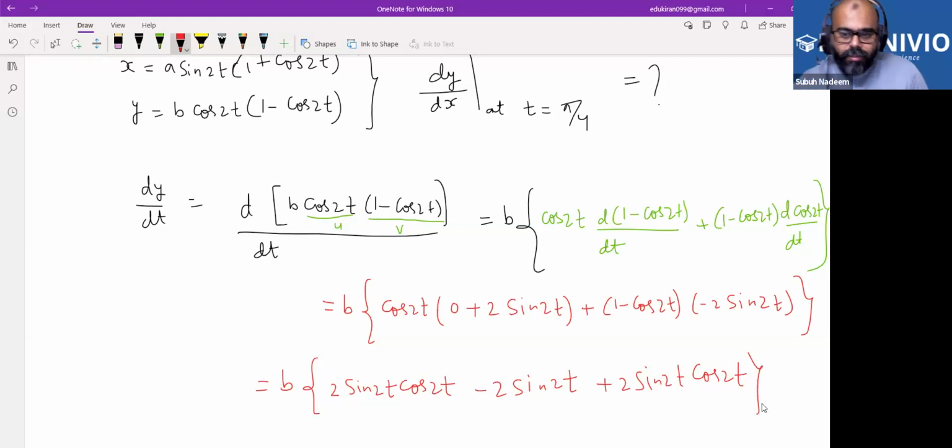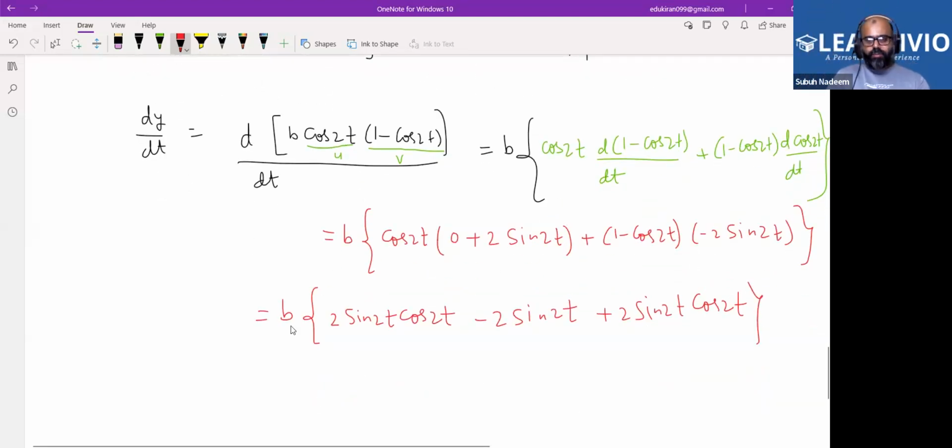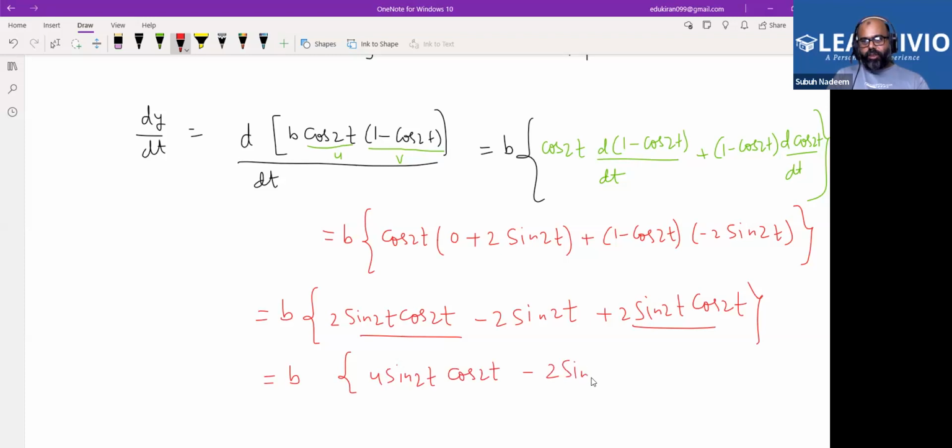So this will become finally equal to b, and this will add this and this will add, and it will become 4 sine 2t into cos 2t, and then minus 2 sine 2t. Then you will take common 2 and sine 2t, and b is of course there. So it will become 2 cos 2t minus 1. So this is dy by dt. This is what we are getting. This is dy by dt.